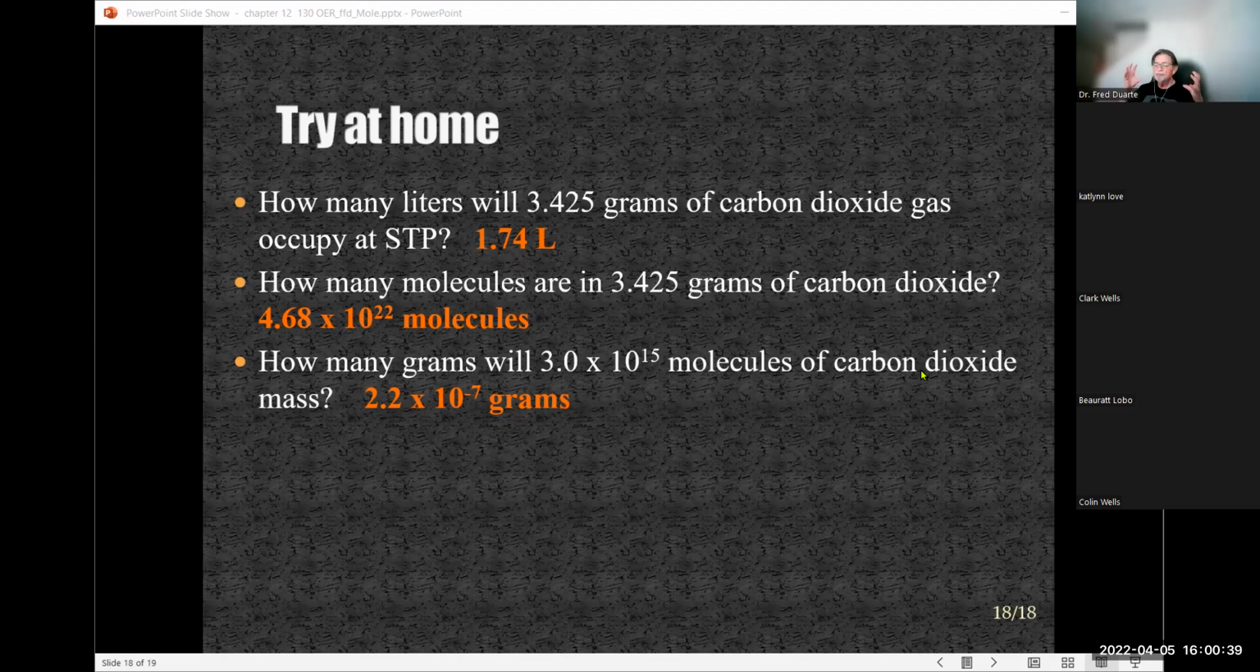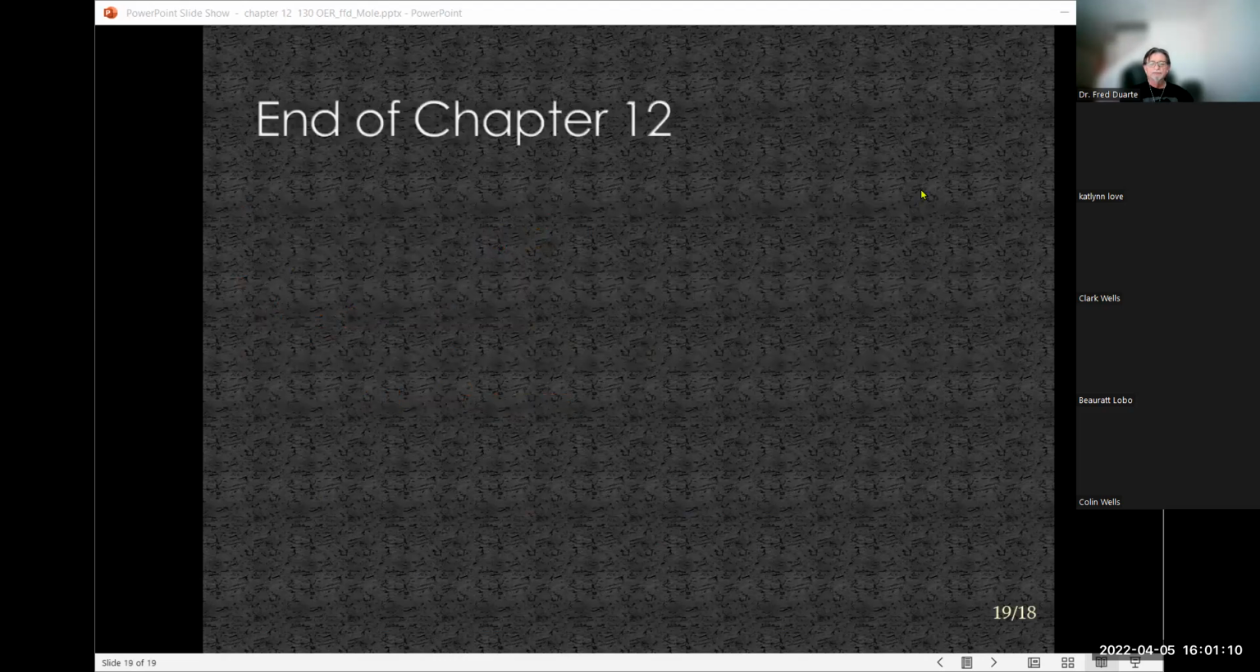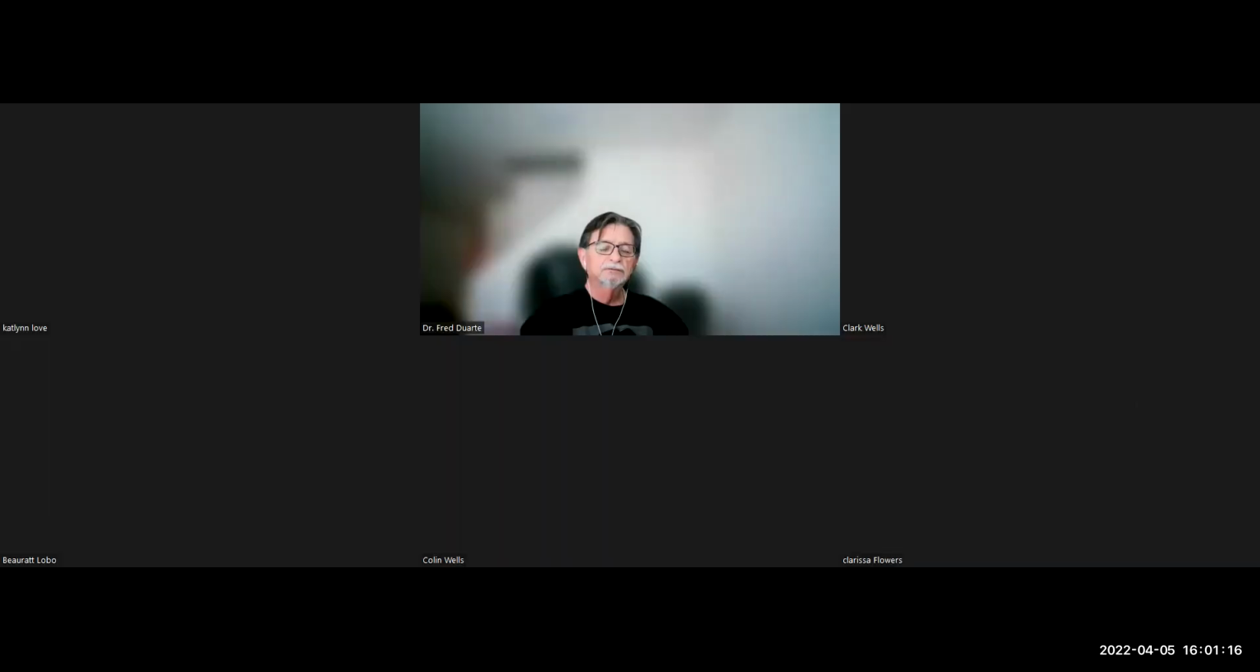You have a large amount of carbon dioxide molecules, 10 to the 15th, and the total weight only comes up to 10 to the -7 grams. It gives you again a better perspective as to how small these molecules are. So try these at home. If you can't get them, we'll bring them in on Thursday and then we can go over them, okay? All right, well, congratulations. You have finished chapter 12. And I will stop it here.